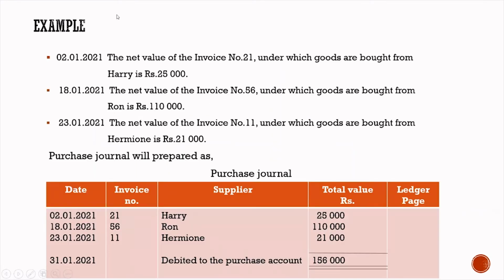So this is an example which I have taken. The net value of the invoice number 21, under which goods are bought from Harry, is 25,000. Invoice number 56, Ron, 110,000. Invoice number 11, Hermione, is 21,000. So I have put the dates. Then each invoice number and the person will be taken to the purchase journal.